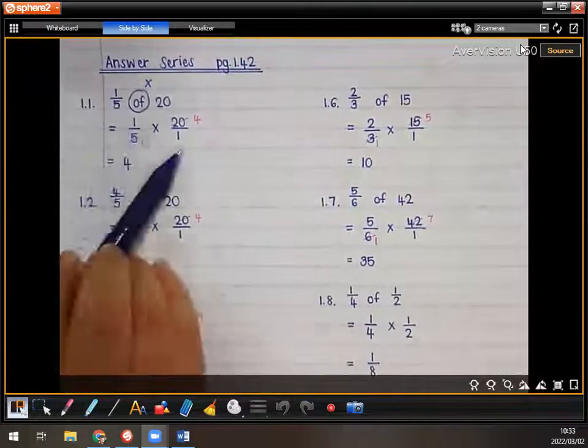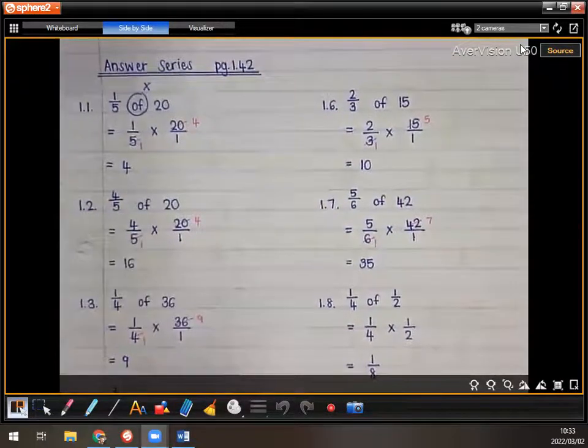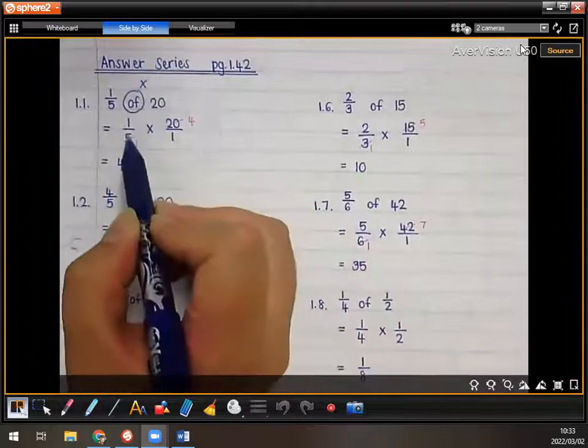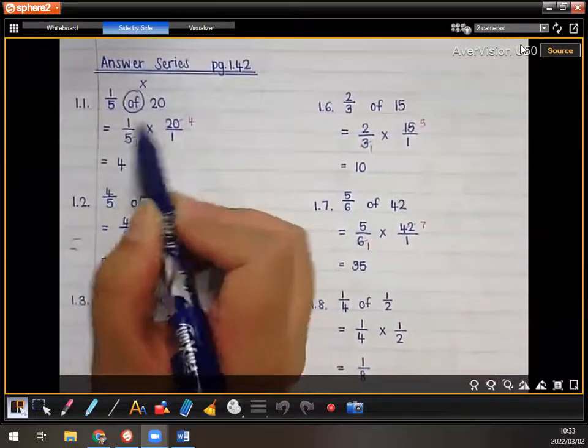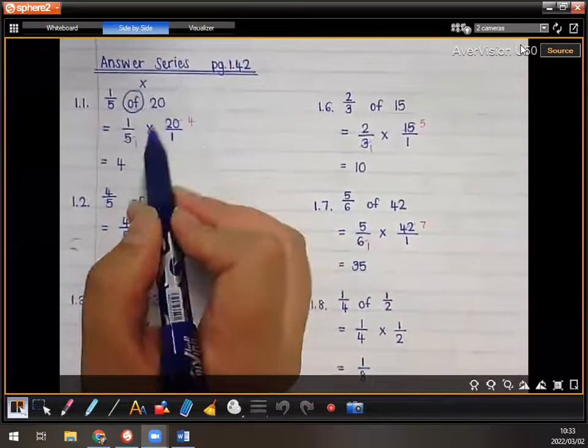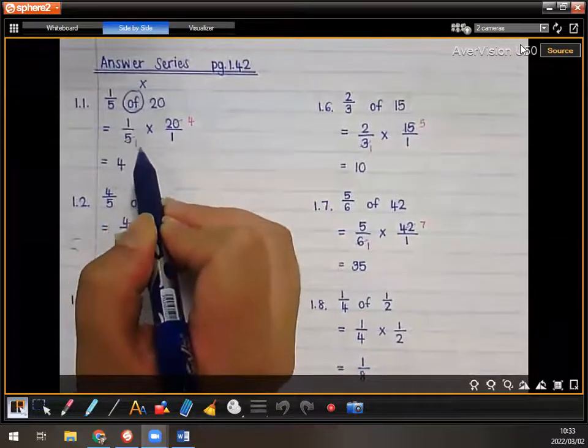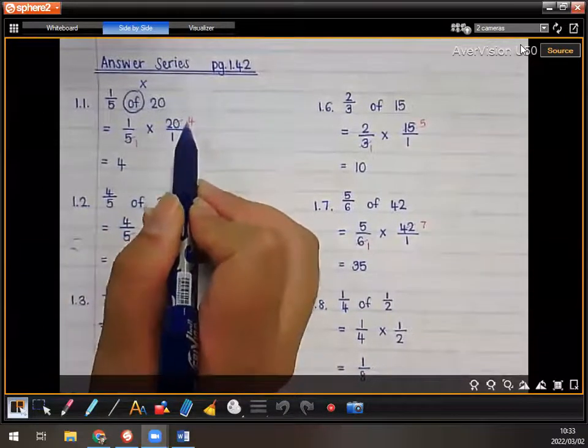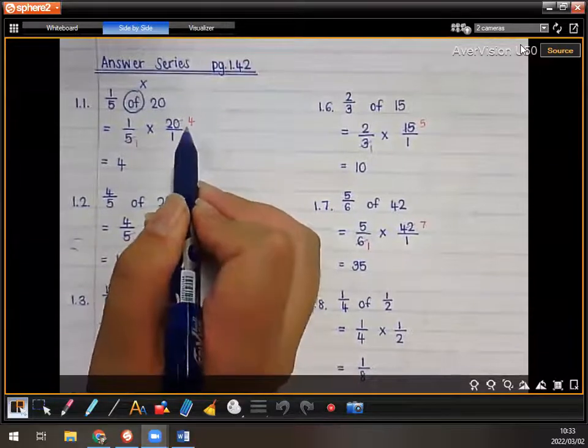So 1 and 1, I suppose you can cancel those out, but it will just be 1 again. Then you're going to say 5 and 20. 5 goes into both of those, right? So you're going to say, what's 5 divided by 5? 1. And what's 20 divided by 5? That is 4. Yes?